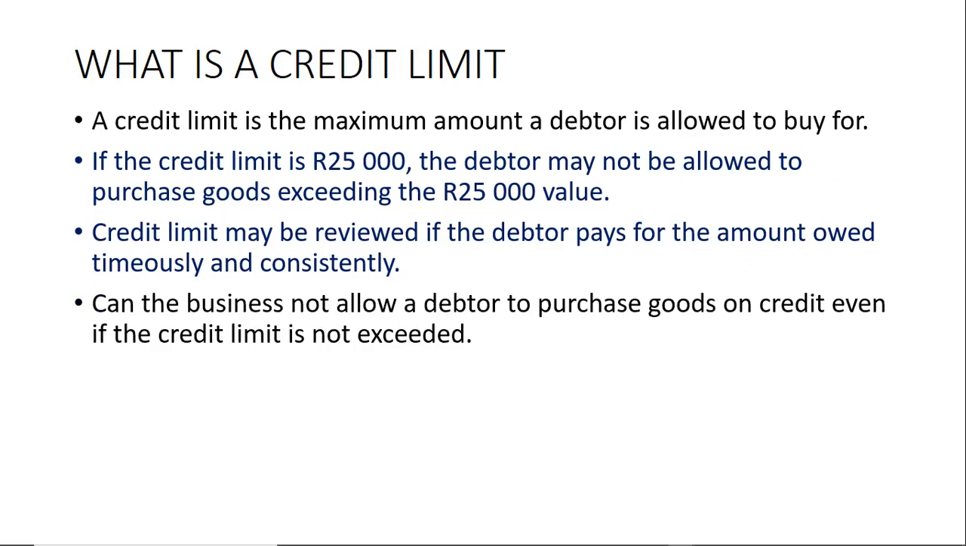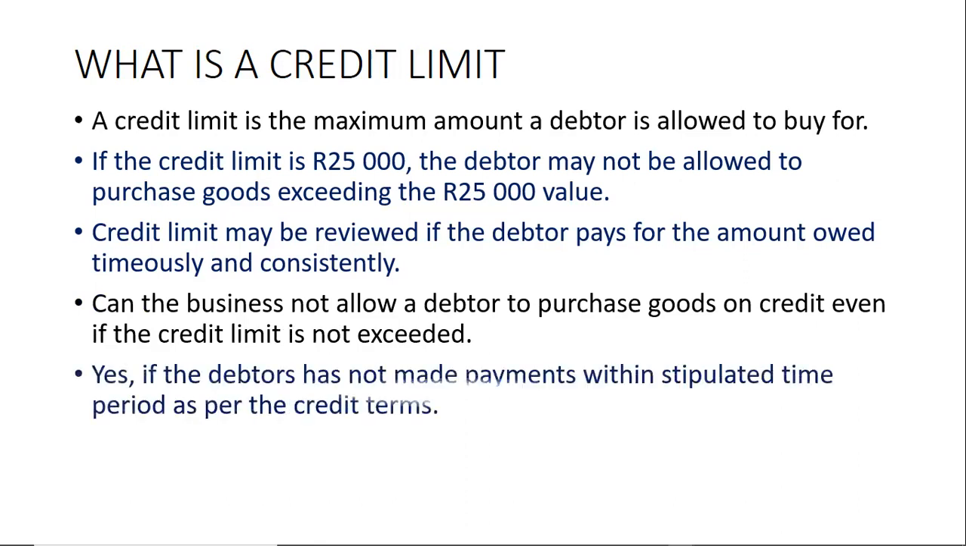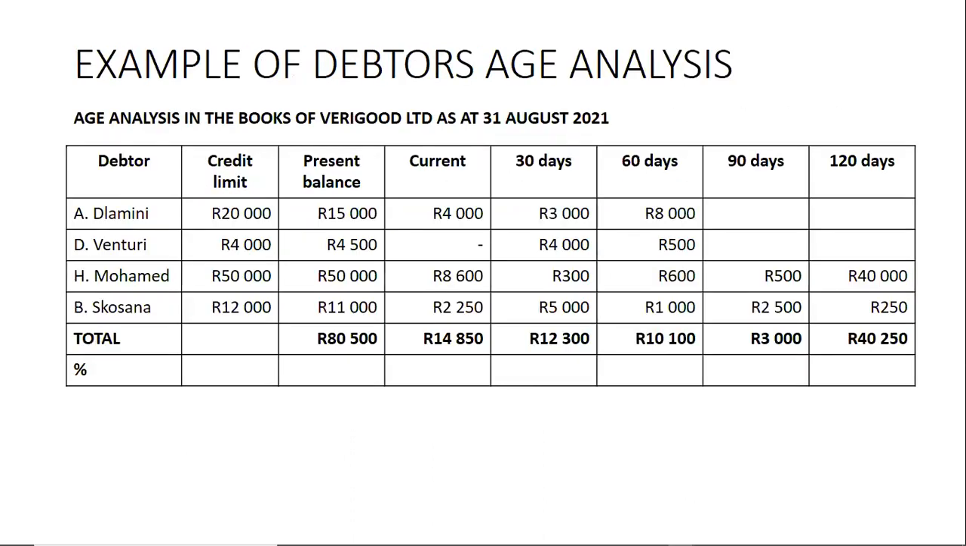Can the business not allow a debtor to purchase on credit even if the credit limit is not exceeded? The answer to that is yes. If the debtor has not made payment within the stipulated time period as per the current credit terms, they will not be allowed to buy more on credit even though they have not exceeded the credit limit.